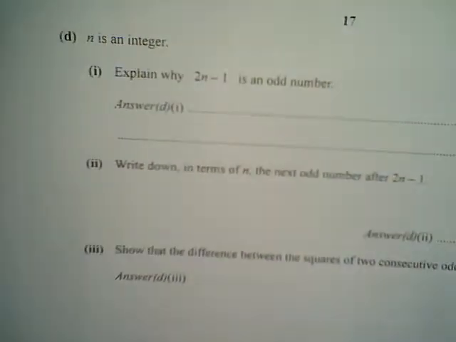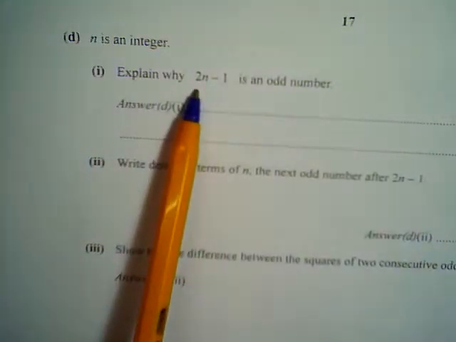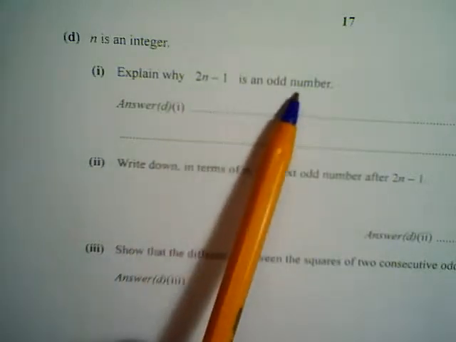Good. Let's move on. We're nearly done. 2 more pages. Okay. Question D says n is an integer. Explain why 2n minus 1 is an odd number.